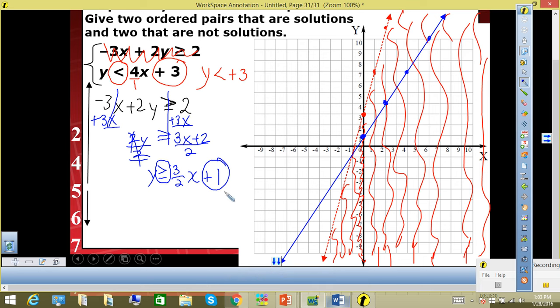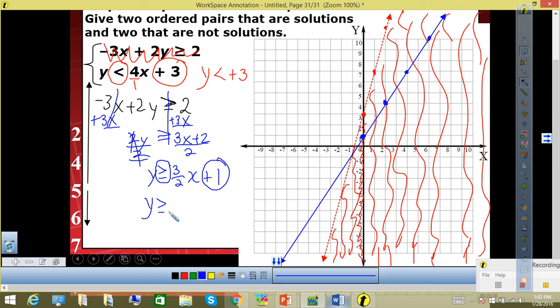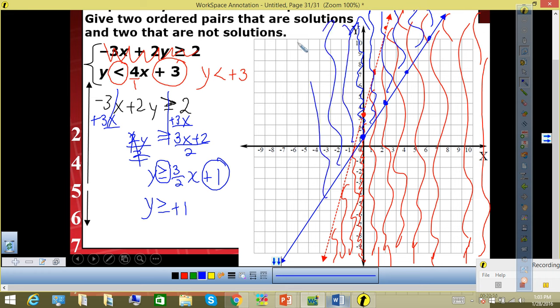Okay, so now we need to shade. So what information do I need from this inequality? The y greater than or equal to, and the constant. What is my constant? Positive 1. So let's see, where's y equals 1? Right here. What number says y is greater than 1? What numbers are greater than 1? 2, 3, and everything going this way. Therefore, our shading should be above the blue line, and everything to the left of the blue line.